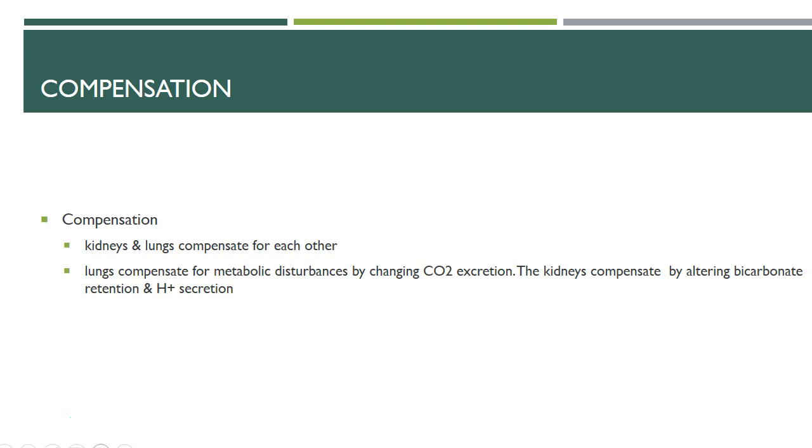Remember that the kidneys and lungs compensate for each other. The kidneys are slow, the lungs are fast. The lungs compensate for metabolic disturbances by changing our carbon dioxide excretion. And then the kidneys compensate by altering the bicarb retention and hydrogen ion secretion.